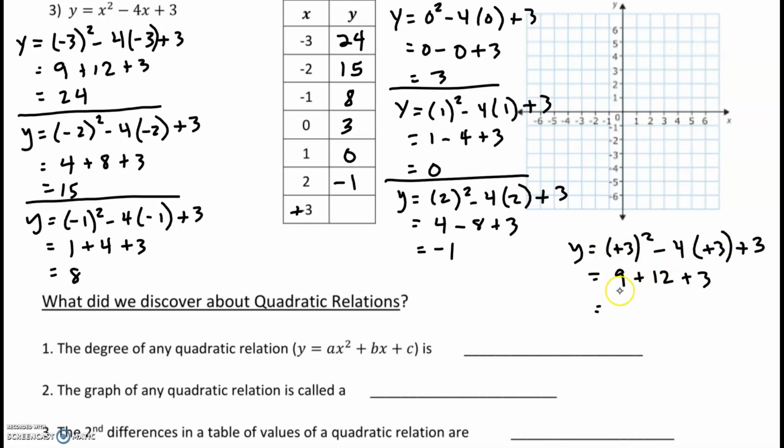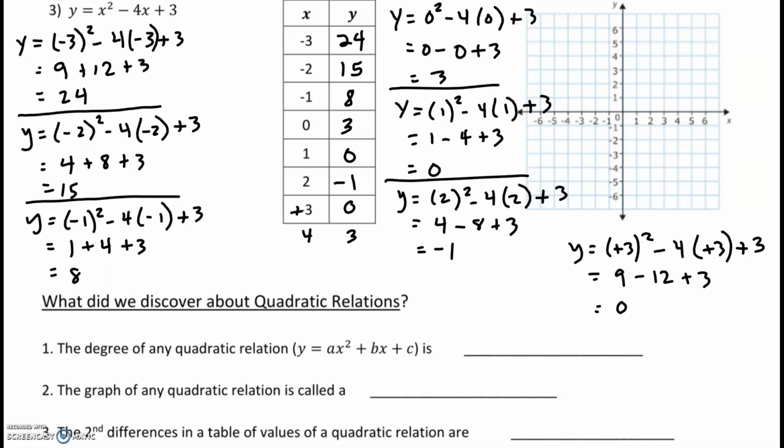Okay, so we know 3 squared is 9, and that will affect my sign here. Negative 4 times a positive 3 gives me a negative 12. So 9 minus 12 is negative 3, plus 3 is 0. Oh, look, now it repeats. Do you see how it went 24, 15, 8, 3, 0, negative 1, 0? So I would expect this to be 3. I'm going to try it out just to see if it follows the same pattern.